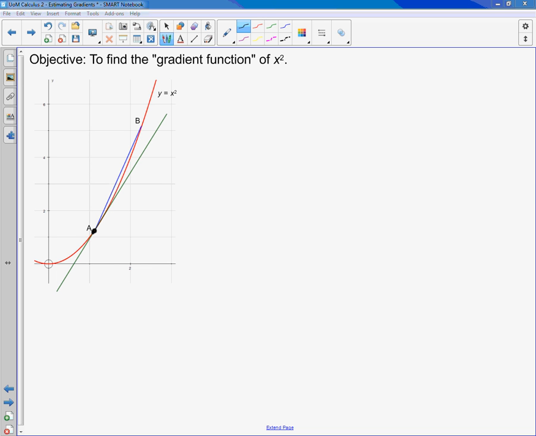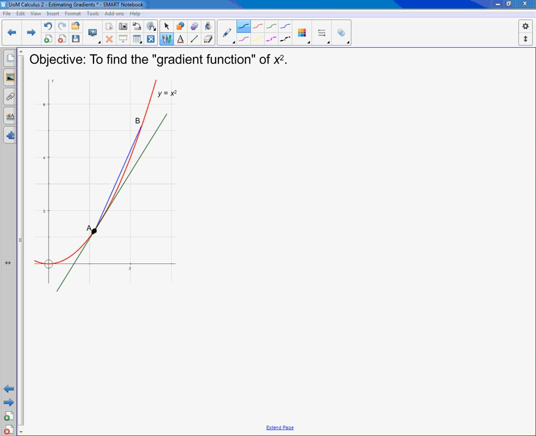In the last video in this series, we looked at finding the gradient of y equals x squared at a particular coordinate, at one point, when x is 1.2. What we'll look at today in this video is finding an equation or a function that will give me the gradient of y equals x squared at any point along that curve, for any x coordinate. So all I have to do is substitute in the x coordinate and bingo, it gives me the gradient at that point.